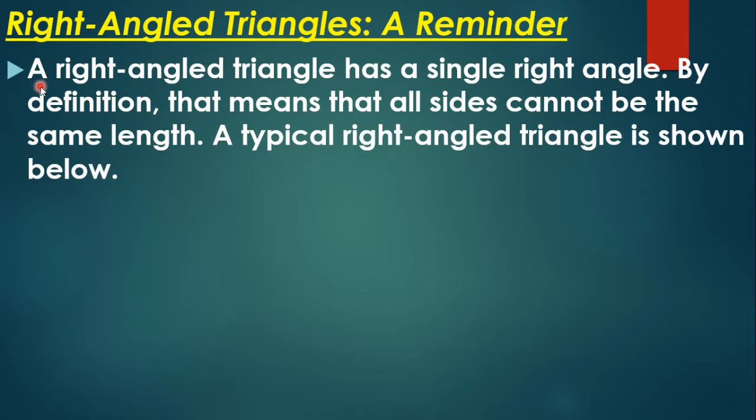a quick reminder about right-angled triangles. A right-angled triangle has a single right angle by definition. That means that all sides cannot be the same length. Please remember, in rare cases, two sides may be of same length, but all the three cannot be same. Because you know that in a right angle triangle, the longest side is the hypotenuse. That can never be equal to any of the other two sides.